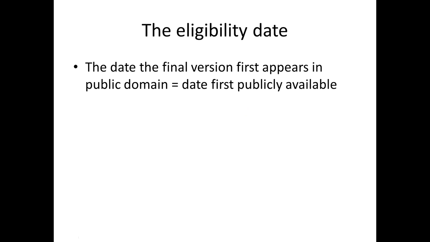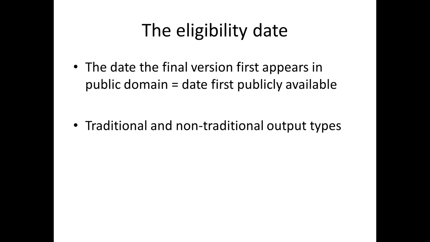And the opposite is the same. So if it was first publicly available within the period but it happens to have an imprint date that was earlier or later than the assessment period, it can go in. Now, for traditional outputs, it's a lot more straightforward, and we recommend you use the National Information Standards Organisation definitions to check you've got the right eligibility details. This is an area that your library's information management teams will be able to help you with.